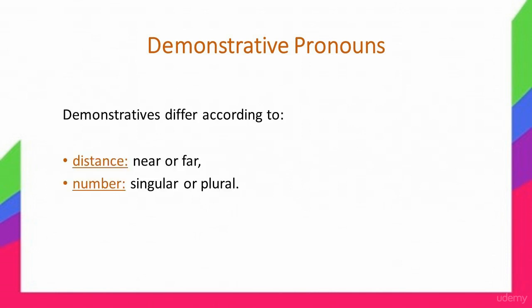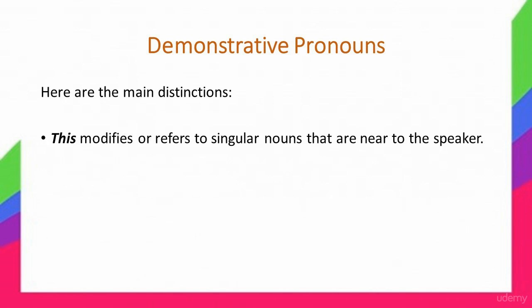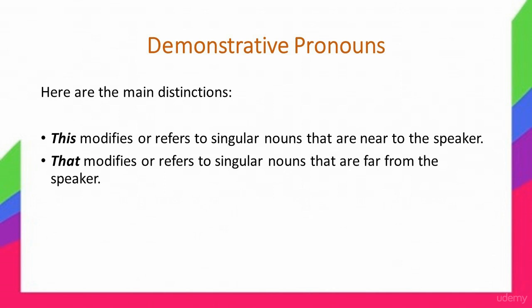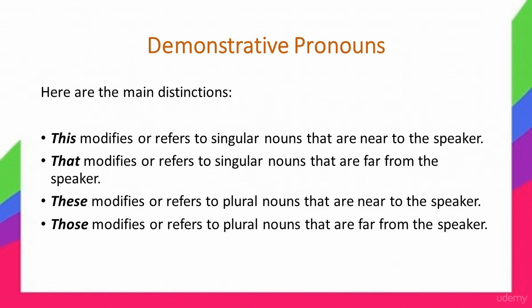Demonstratives differ according to distance, if something is near or far, or number, if it's singular or plural. Here are the main distinctions. This modifies or refers to singular nouns that are near to the speaker. That modifies or refers to singular nouns that are far from the speaker. These modify or refer to plural nouns that are near to the speaker. Those modify or refer to plural nouns that are far from the speaker.